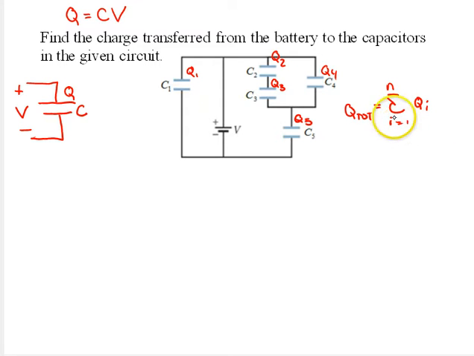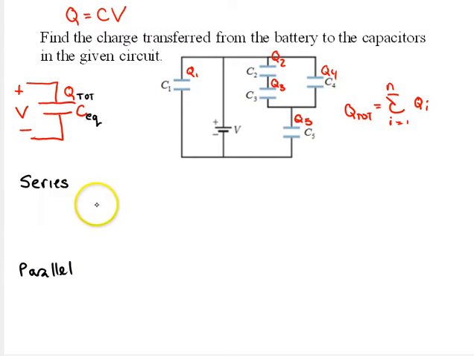Or perhaps there's an easier way to do this. If we could determine the equivalent capacitance that this EMF device sees, that equivalent capacitance seen by the voltage source would have on its plates the total charge. So to do this, the problem becomes a problem of combining capacitors. Combining capacitors, we have to recognize when capacitors are in series and when capacitors are in parallel.